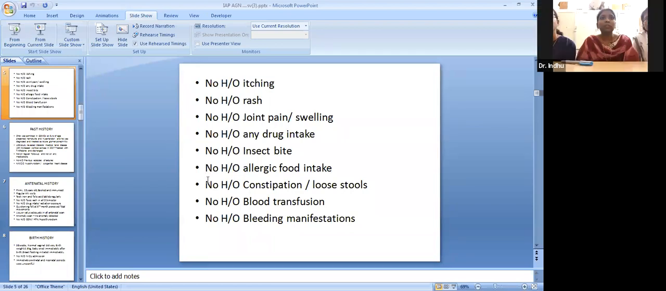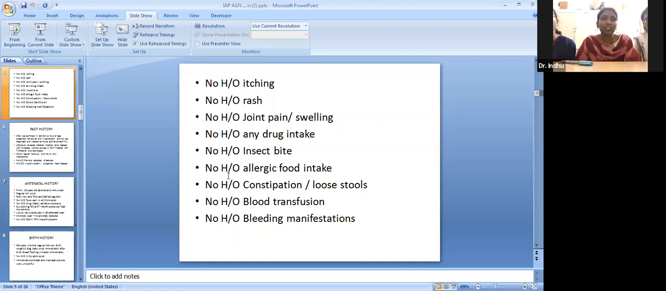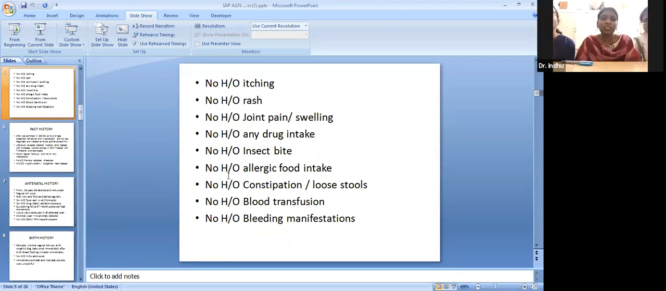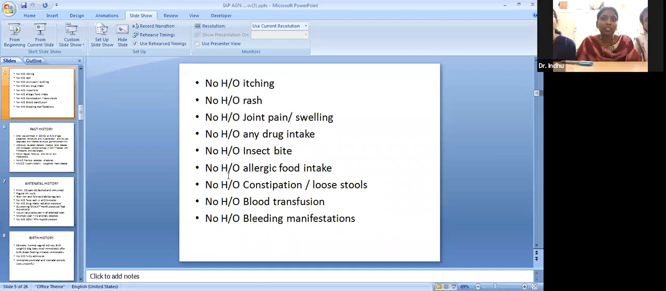No history of insect bite, no history of any drug intake, no history of any allergic food intake. What drugs can cause hematuria? What are the drugs that can cause discolored urine? Rifampicin. Okay. Can any food intake cause discoloration of urine? Beetroot, injection, dyes. Okay.